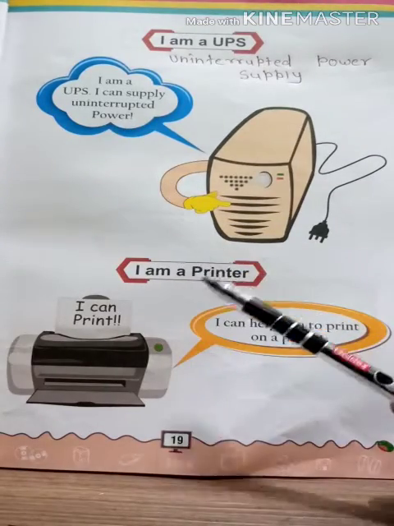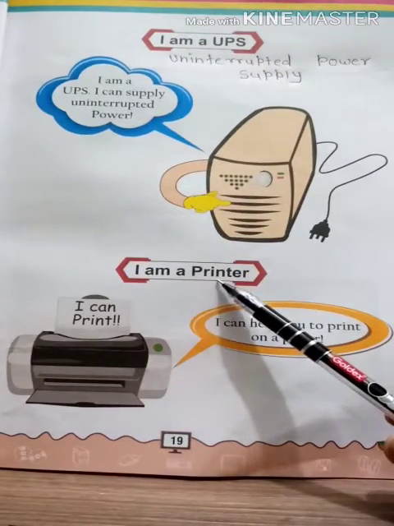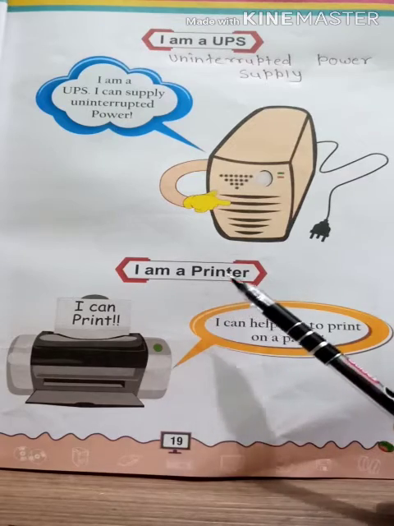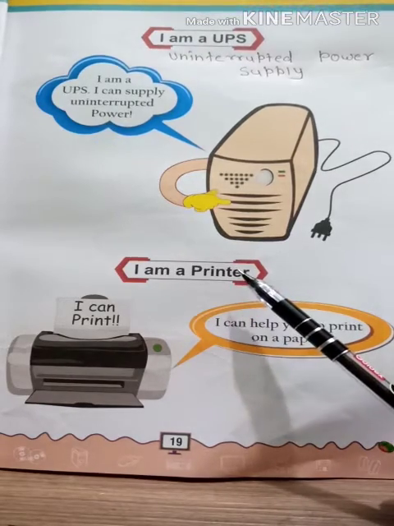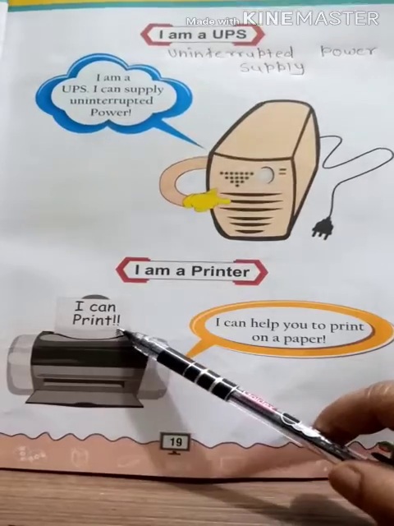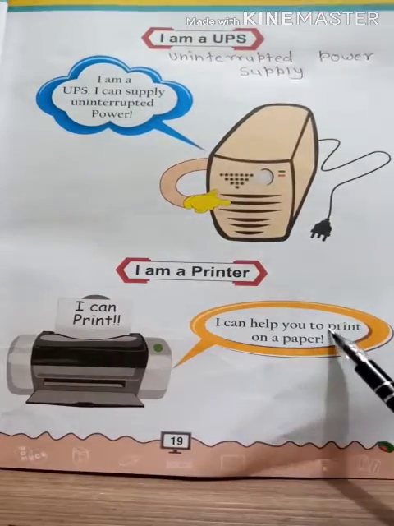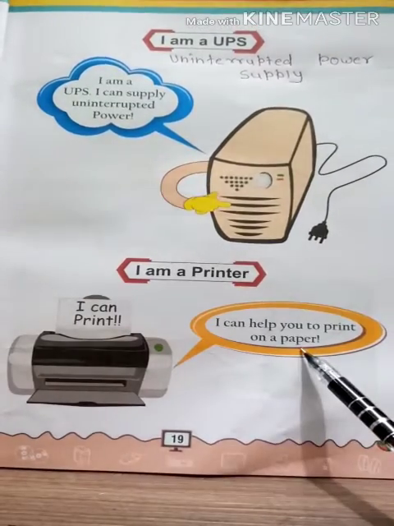The next part of our computer system is the printer. I am a printer. What is the work of a printer? It can print. I can help you to print on paper.